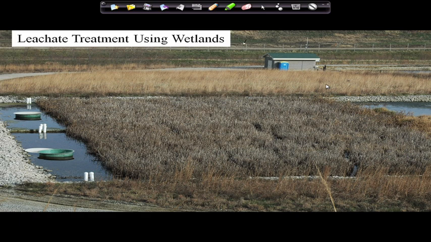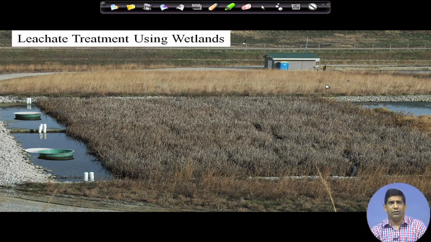Then leachate is also treated using wetlands. You can have the leachate pass through the wetland, and the wetland does treat leachate over time. Many times you can have a natural wetland or a constructed wetland. The use of constructed wetlands for leachate treatment is very popular, and the use of constructed wetlands for wastewater treatment is also very popular.